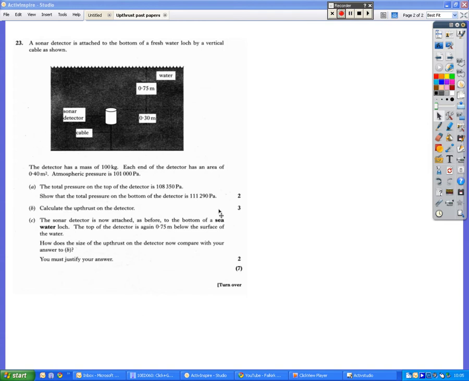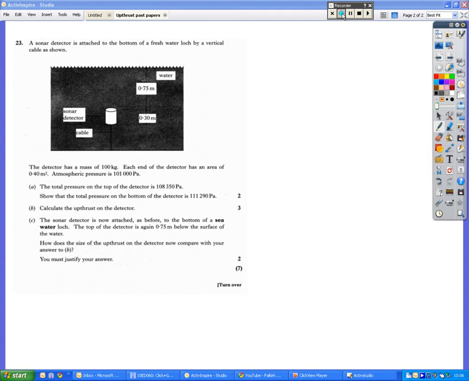The detector has a mass of 100 kilograms. At each end, the detector has an area of 0.4 meters squared. Atmospheric pressure is 101,000 pascals. The total pressure on the top of the detector is 108,350. Show that the total pressure on the bottom of the detector is 111,290.